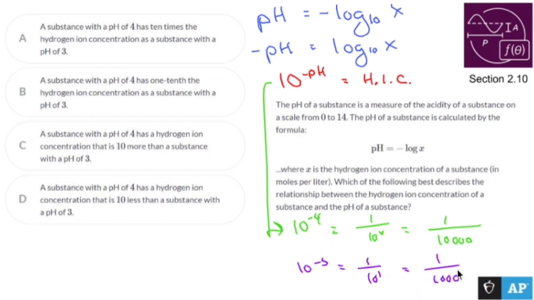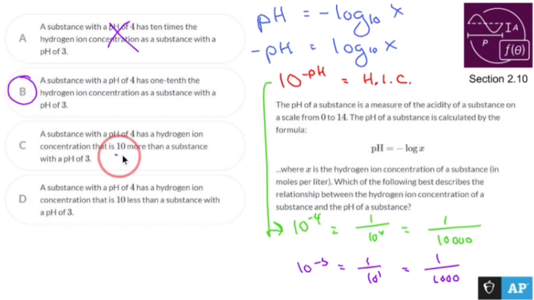This purple one is 10 times more than the green one. Is that what they wanted? So the 3 is 10 times more than the 4. They said the 4 is 10 times more than the 3. No. The substance with the pH of 4 is 1/10. Yep. The 4 is 1/10, because if I multiply by 1/10, that works because it's smaller. So it's B.